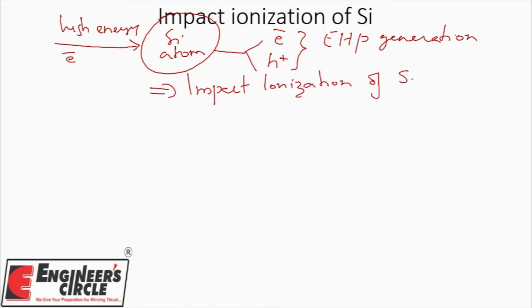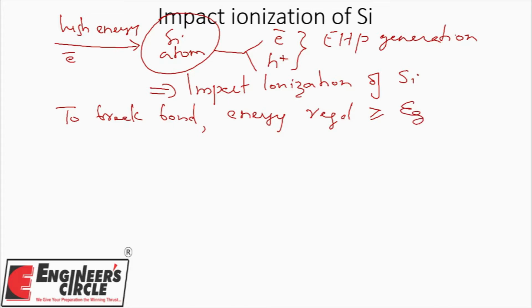Impact ionization of silicon. And we know that to break the bond, what is the energy required? It must be greater than or equal to the band gap energy Eg, that is, greater than or equal to 1.1 electron volt for silicon.